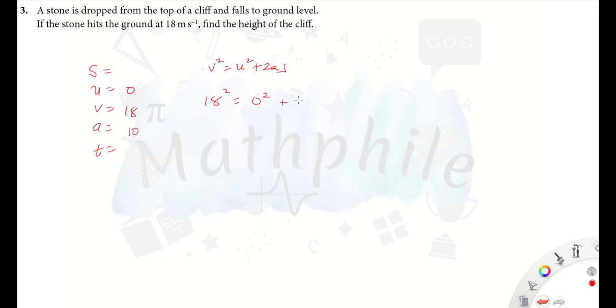So 18 squared equals 0 squared plus 2, the acceleration given is 10, and the S is that. So 18 squared, is it 361? I forgot. Is it 361? 324. Wow, how did I miss that? Anyway, you do the manipulations and you should get something nice.